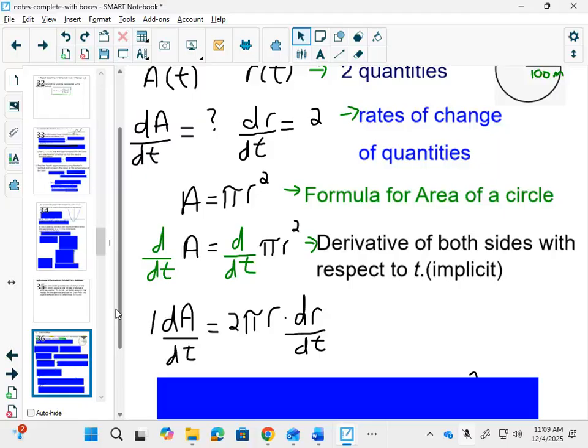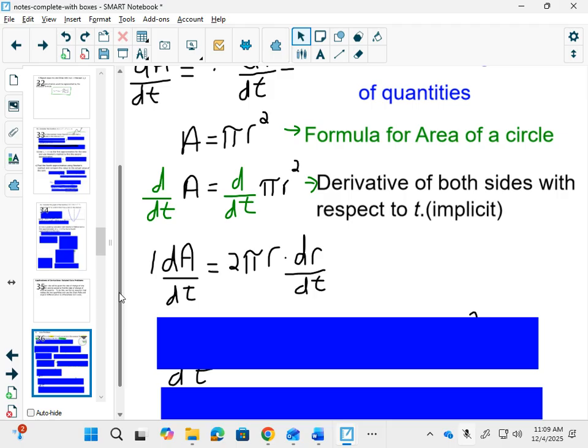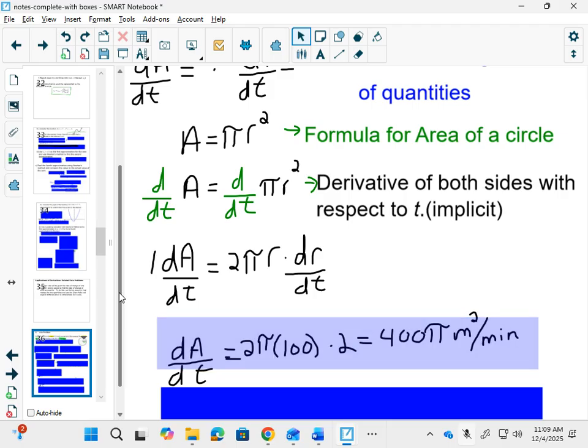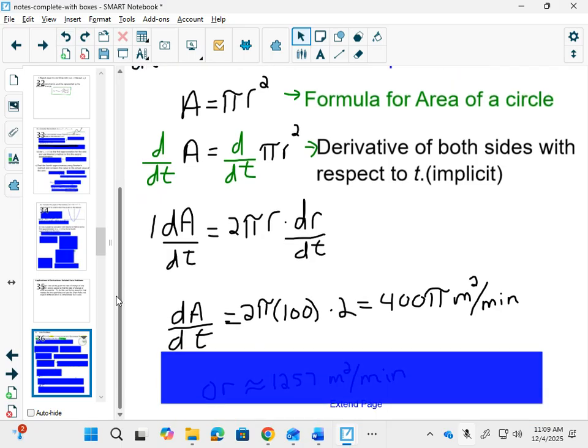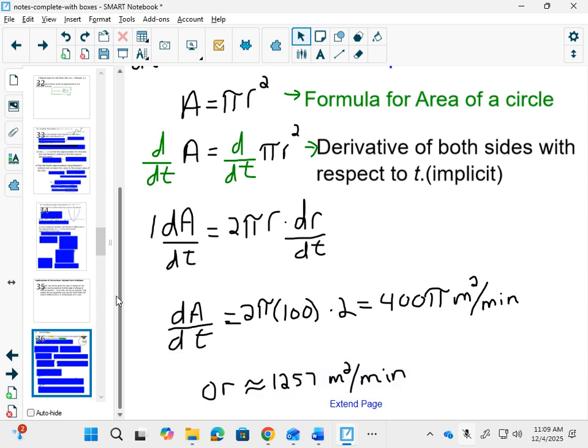We wanted to find dA/dt. Do we know dr/dt? Yes, we know that's 2. We want to find it exactly when the radius was 100. So we can plug things in. I left my answer exact, 400 pi meters squared per minute, or I could change it to a decimal and get 1,257 meters squared per minute.